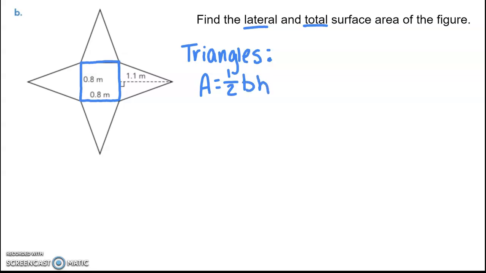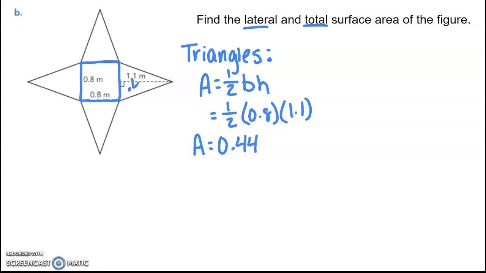So I take my formula, A equals 1/2 base times height. I'm going to have 1/2 times the base of my triangle is 0.8 times the height of the triangle is 1.1. Go ahead and multiply those now. When you multiplied, you should have gotten 0.44. So each triangle is 0.44 meters squared.